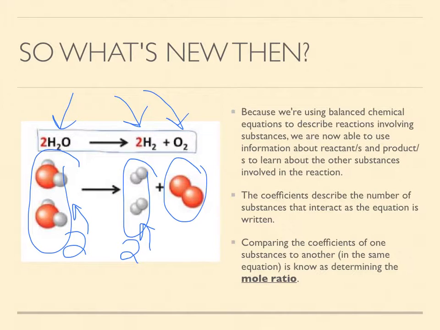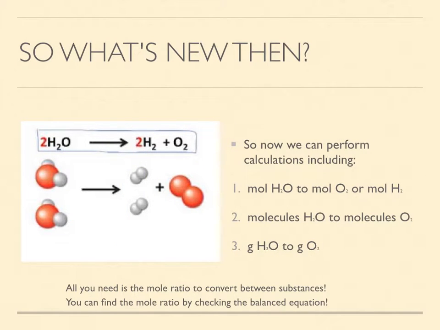So the mole ratio of the water to hydrogen would be 2 to 2, which happen to be the coefficients. So what's new now is that we can now perform calculations including moles of water to moles of oxygen or hydrogen. So now we're not just going between moles and grams and atoms of one substance. We're going to hop on over to one of the products and see what goes on.